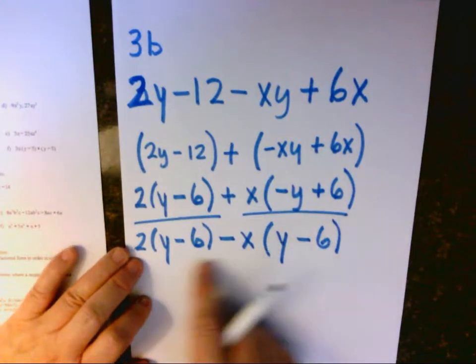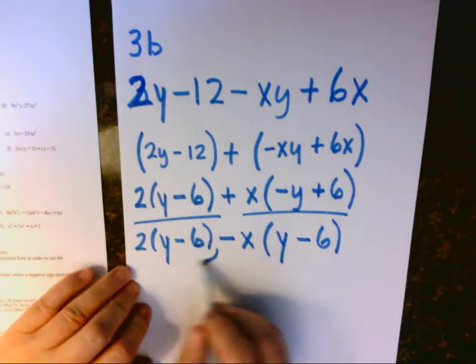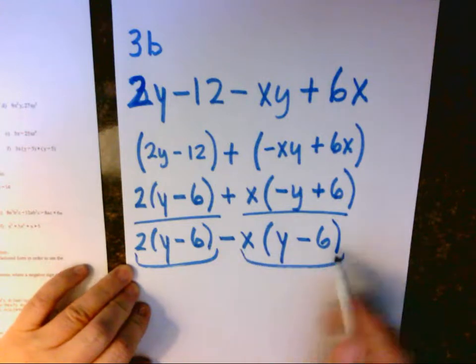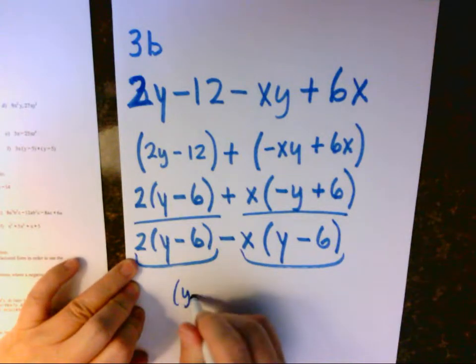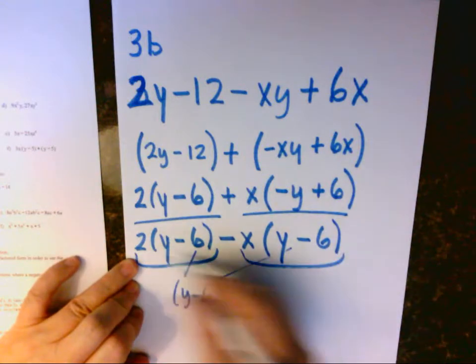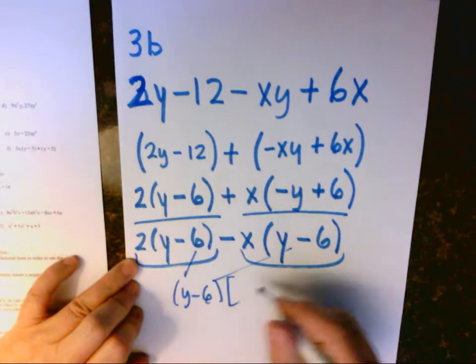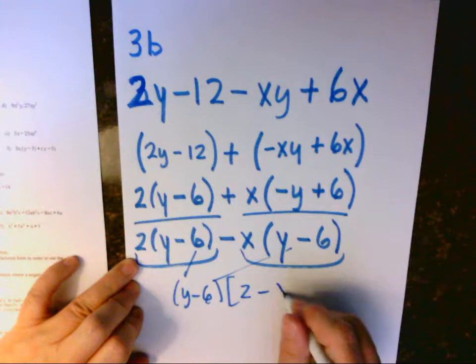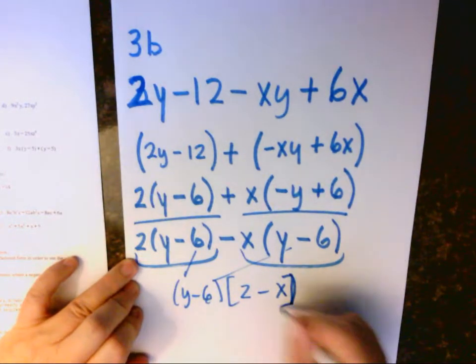Okay. Now the reason I did that is that now this piece and this piece have a common y minus 6. I'll pull that out. There it goes, pulling it out. And what's left? The 2 minus the x. Okay?